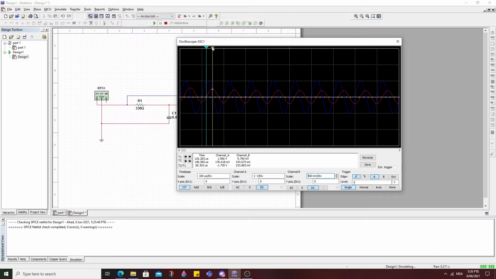Then we can find the phase shift, which is delta t, negative 4.764 microsecond. So the delta t we get from the output, we can put in the formula, and then we can calculate the phase shift. That's all.